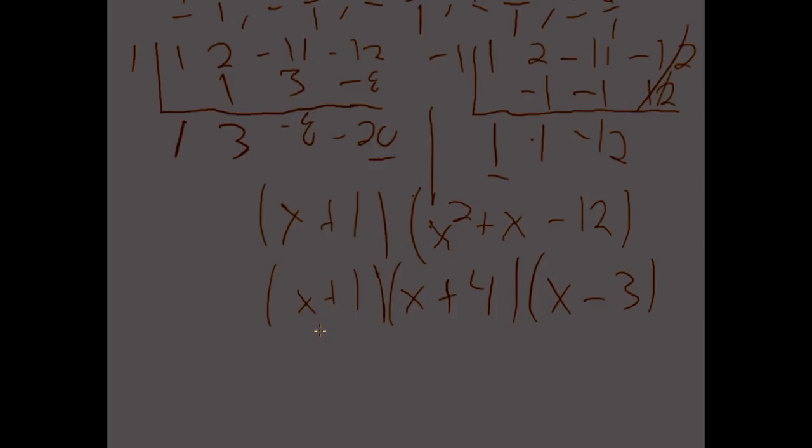I'll finish up. When it's x plus, you're just taking the opposite. So your zeros will be negative 1, negative 4, and positive 3. And I like to do ascending order, so we got negative 4, negative 1, positive 3.